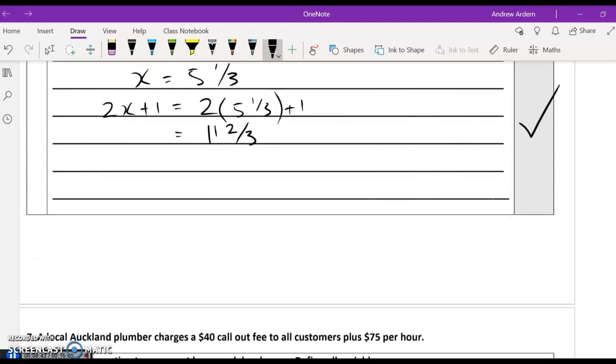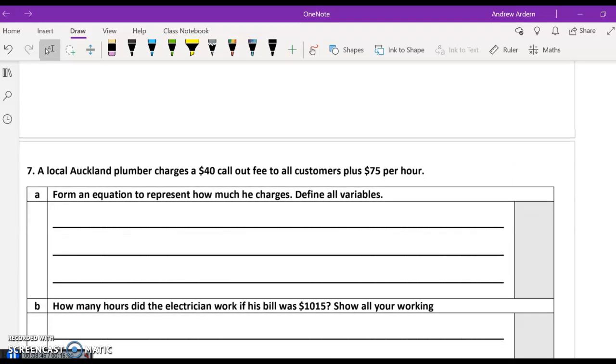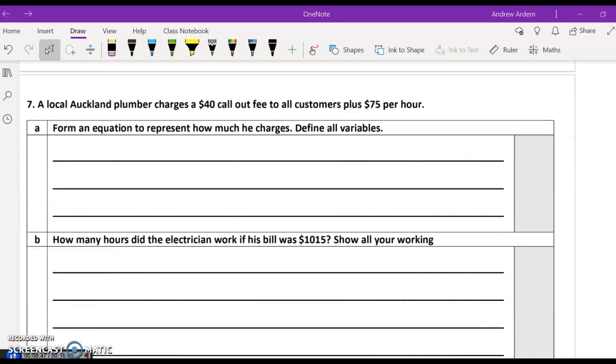Keep going. Question number 7. A local Auckland plumber charges $40 for a call-out fee, plus $75 an hour. It's probably relatively realistic, $75 an hour, and I think the call-out fee is on the cheap side. I think most people charge over $100 call-out fee if they're coming to fix your washing machine or your oven or whatever it might be. So the $40 stays fixed. The rate of $75 an hour changes depending on how long he stays.